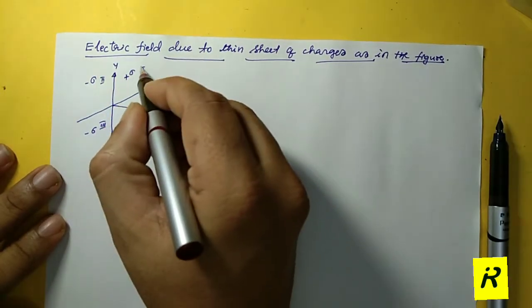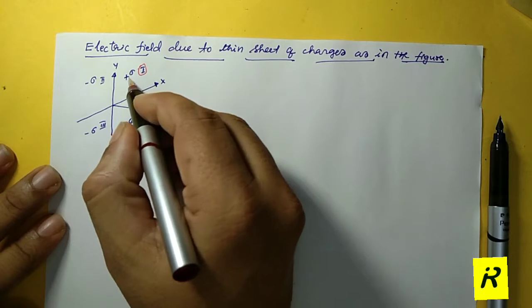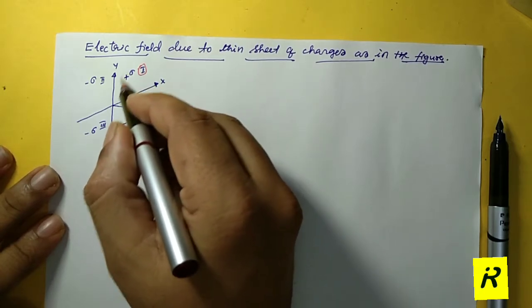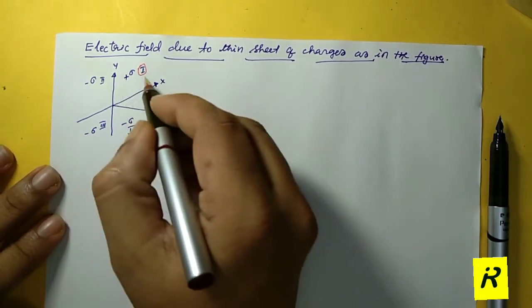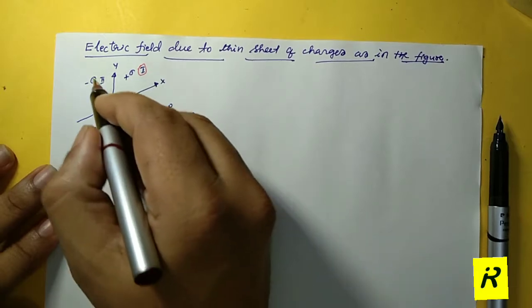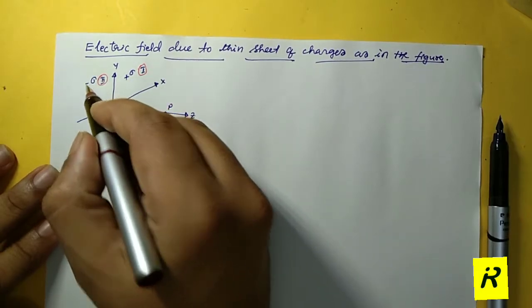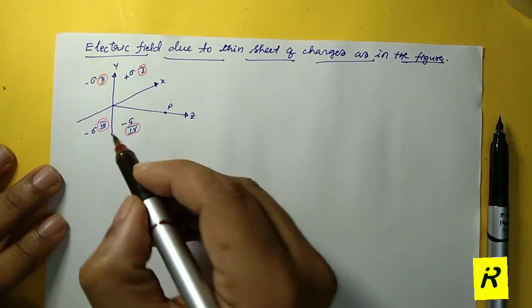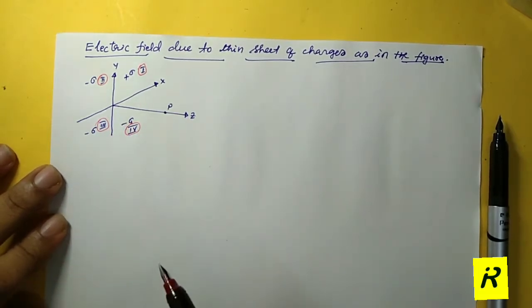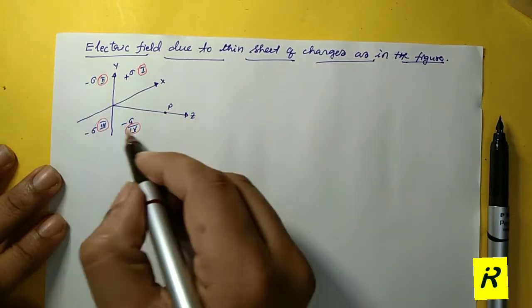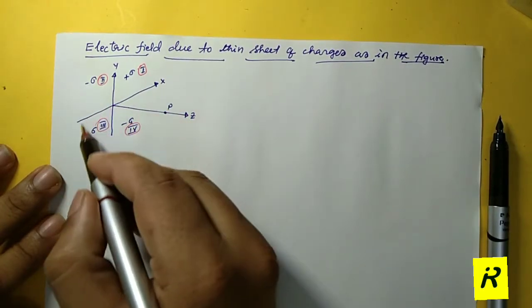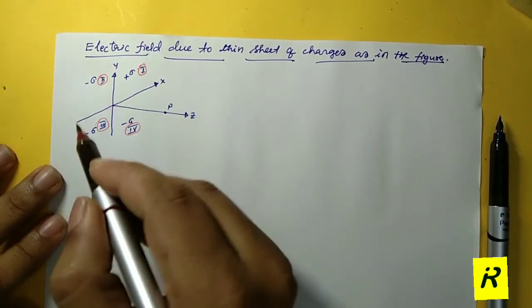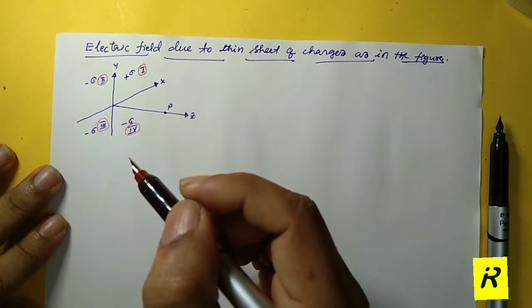In the first quadrant, we have plus sigma. The surface charge density of this lamina in the first quadrant is plus sigma. And in the second quadrant, we have minus sigma. In the third quadrant, again minus sigma. And also in the fourth quadrant, minus sigma. These are the charge densities distributed in the four quadrants of this coordinate system.